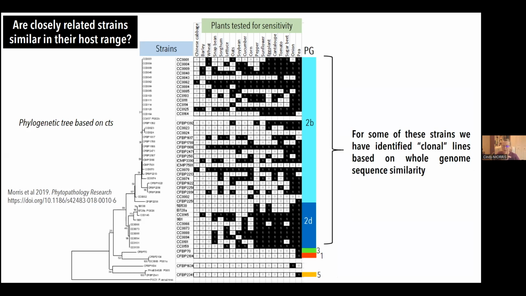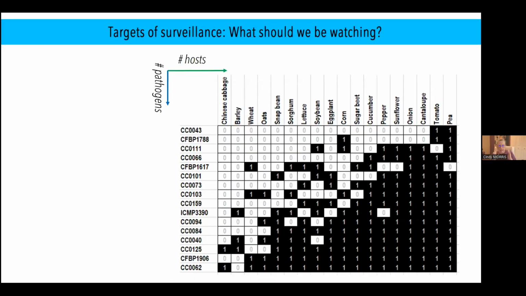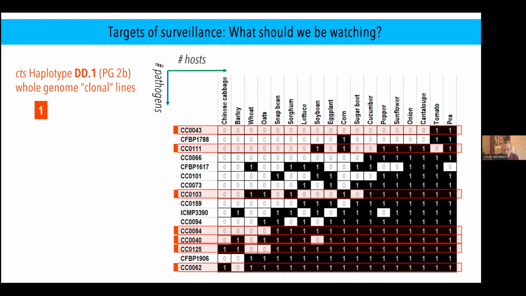So I said, okay, now let's go back to these strains, and now we have information about clonal lines. Maybe strains that are whole genome clones have the same host range, because maybe those differences are due to the differences in their genome, because we're just talking about haplotypes here. In this part of our diagram, I'm going to show you groups of clones. We're going to start with the clones for that DD1 haplotype, whole genome clones. Here's one clone. These strains in red are whole genome clonal lines.